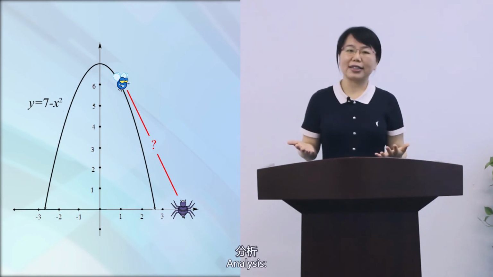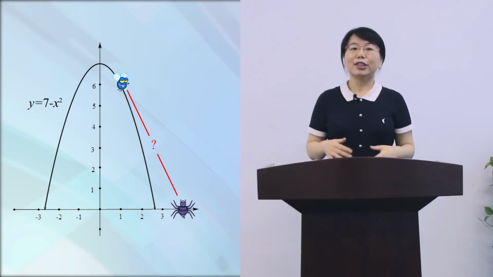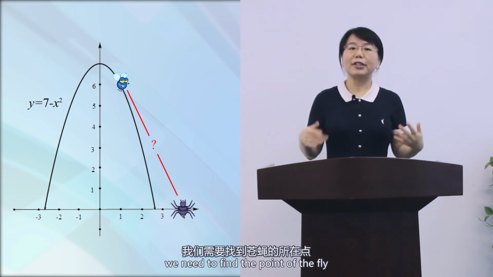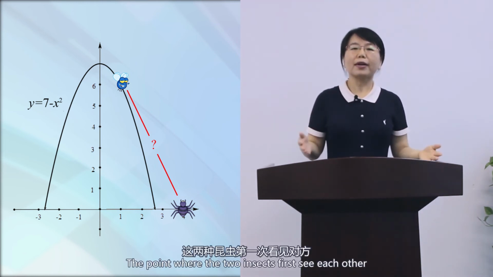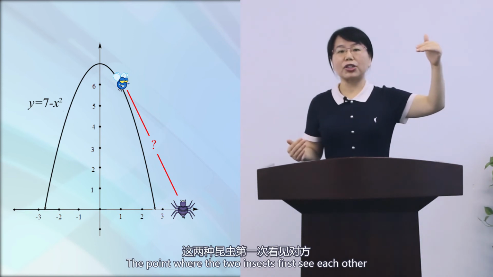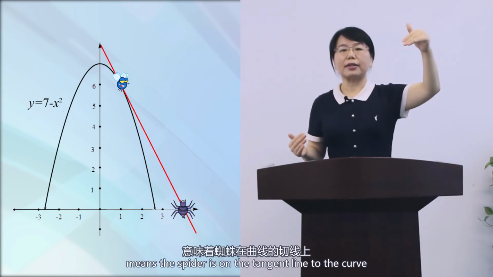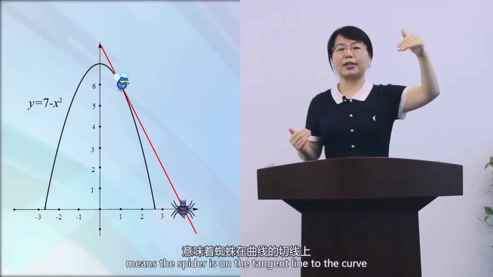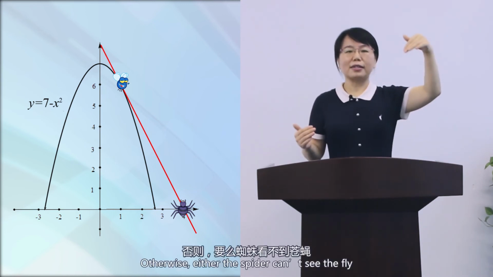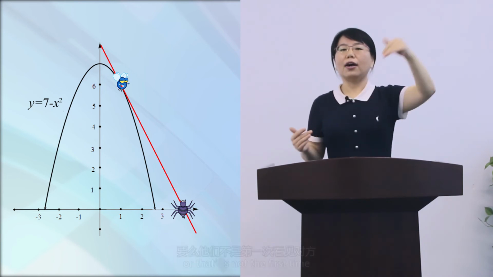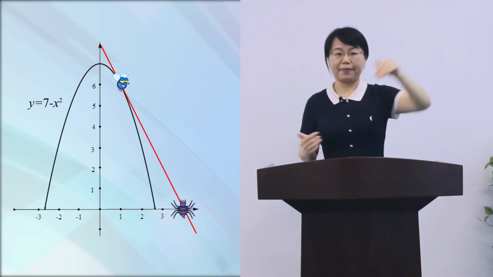Now let's analyze it. To find the distance, we need to find the point of the fly. The point where the two insects first see each other means the spider is on the tangent line to the curve. Otherwise, either the spider can't see the fly or that's not the first time.